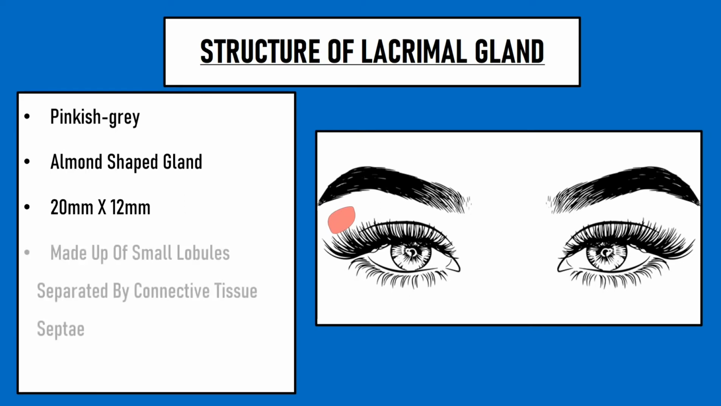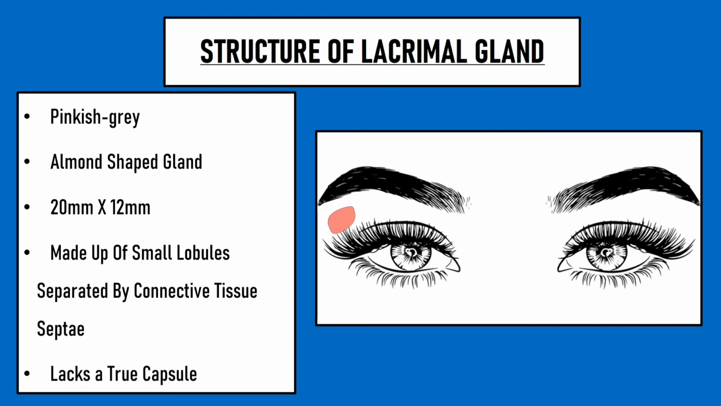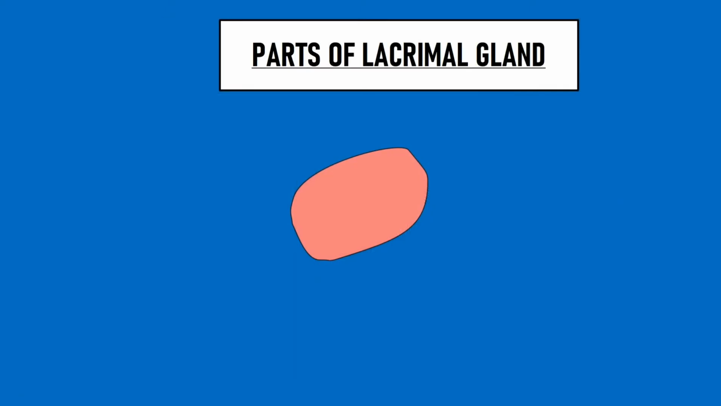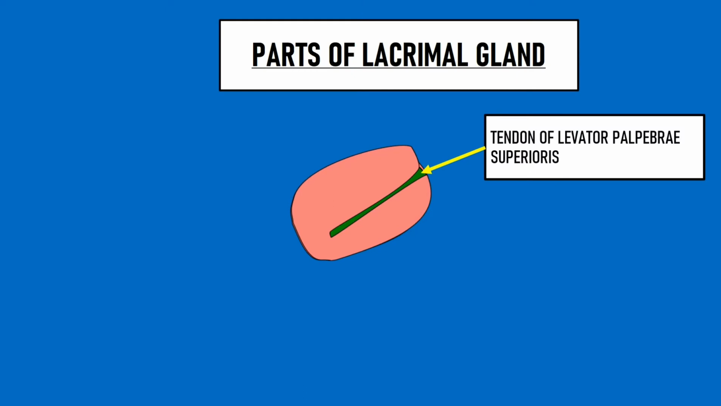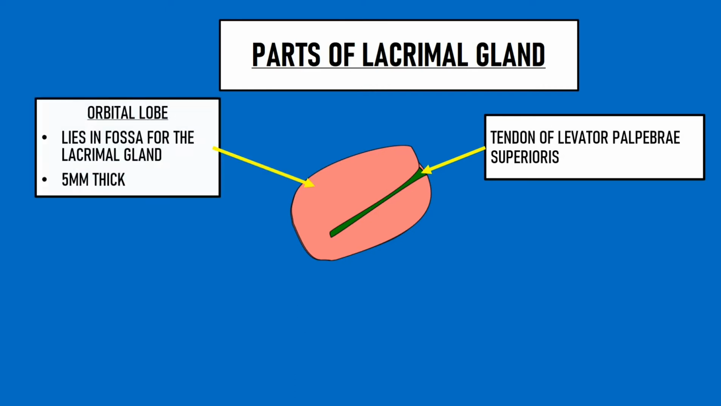It is made up of small lobules which are separated by connective tissue septae. It lacks a true capsule. The lacrimal gland is divided into two unequal parts by the tendon of the levator palpebrae superioris muscle. The larger part is known as the orbital lobe, which occupies the fossa for the lacrimal gland. The thickness of the orbital lobe is 5 mm.